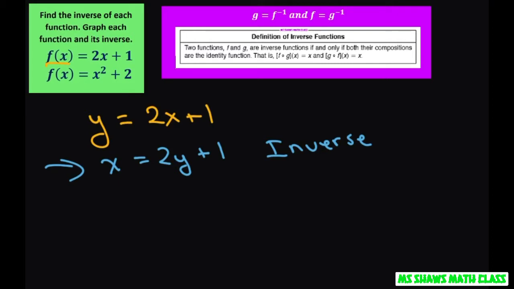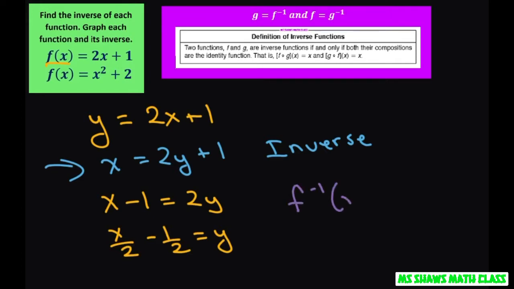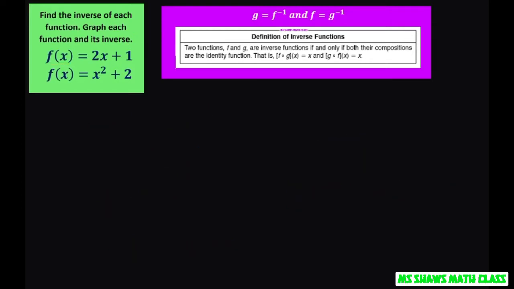So we have x minus 1 equals 2y. Divide both sides by 2, so you're going to get x divided by 2 minus 1/2 equals y. And let's go ahead and write this as f inverse of x equals 1/2 x minus 1 over 2. All right. And let's go ahead and find the inverse of the next one first, then we'll graph these.